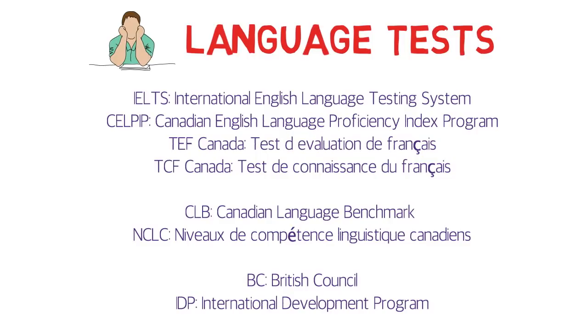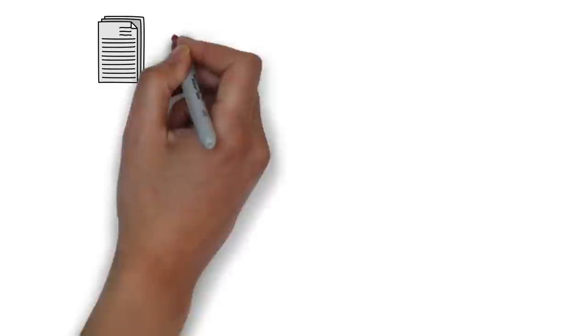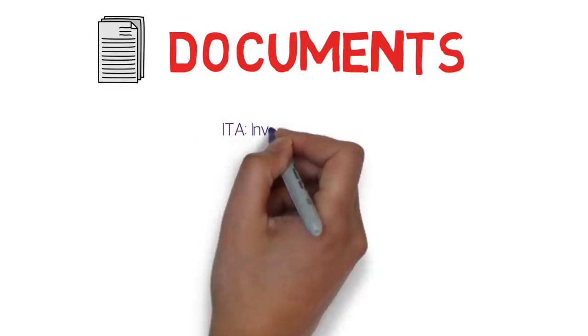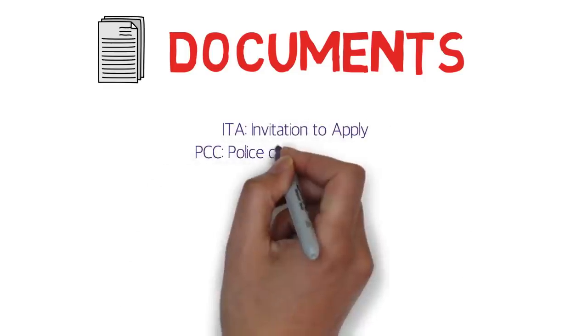CLB is the language benchmark system for English. Like you might have heard of CLB 8, CLB 9, CLB 10. And similar is for NCLC. British Council and IDP are the 2 bodies which conduct the IELTS test in India and all over the world. Okay, documents. So first of all, the most important one is invitation to apply, the ITA.